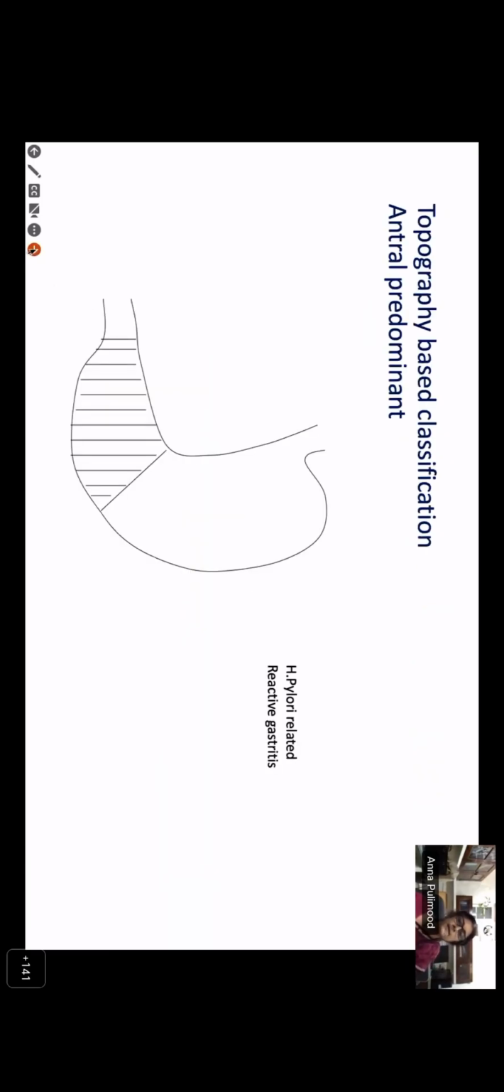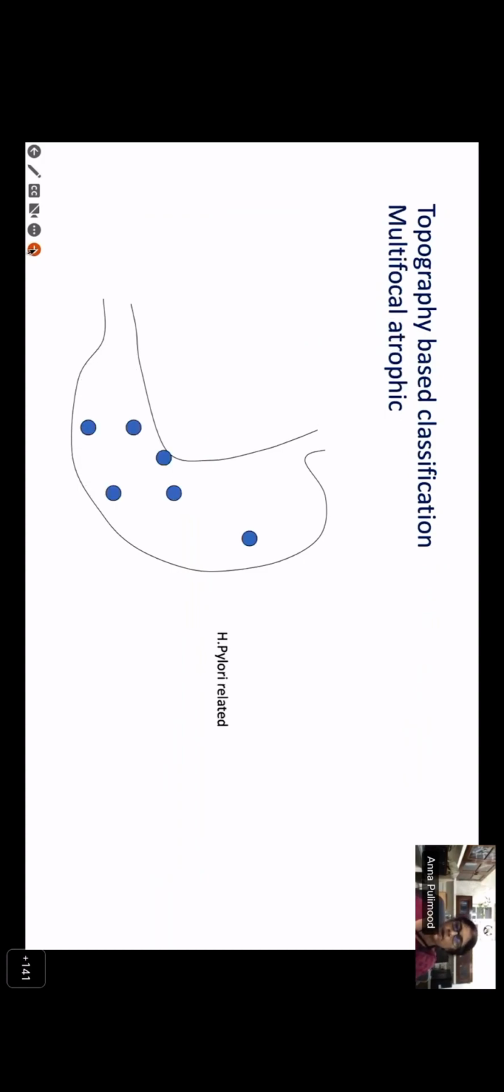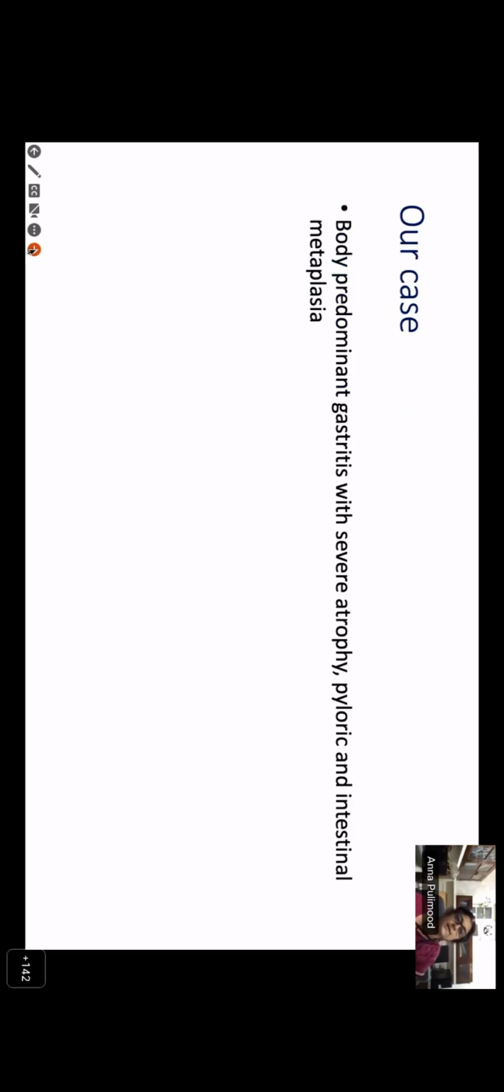Okay, so normal H. pylori related gastritis usually starts in the antrum. Okay, reactive or chemical gastritis also affects the antrum. But there's a kind of H. pylori associated gastritis where you get multiple foci of atrophy here and there, both in the antrum and the body. That is called multifocal atrophic gastritis. And unless you have biopsies from the body and the antrum, you won't know that this is affecting the whole stomach. Then you get a body predominant gastritis, which is what we saw, autoimmune gastritis. Here the antrum is spared and the body is affected. Okay, so in our case, actually it's a body predominant gastritis that we had with severe atrophy, pyloric and intestinal metaplasia.